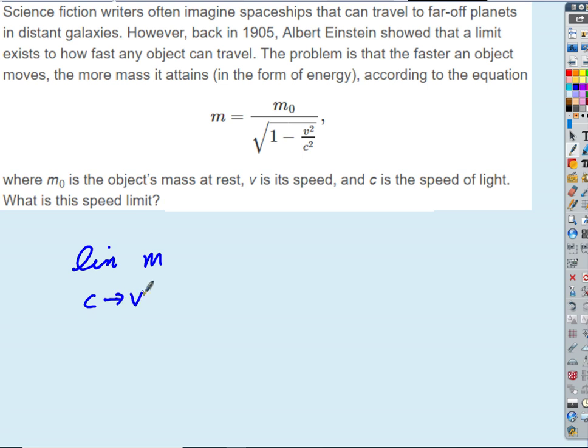Okay, as v approaches c. Now, we might even need to be a little more specific than that. From which direction? From the left, from values of v that are less than c, because we're going to say accelerate from 0 up to the speed of light.